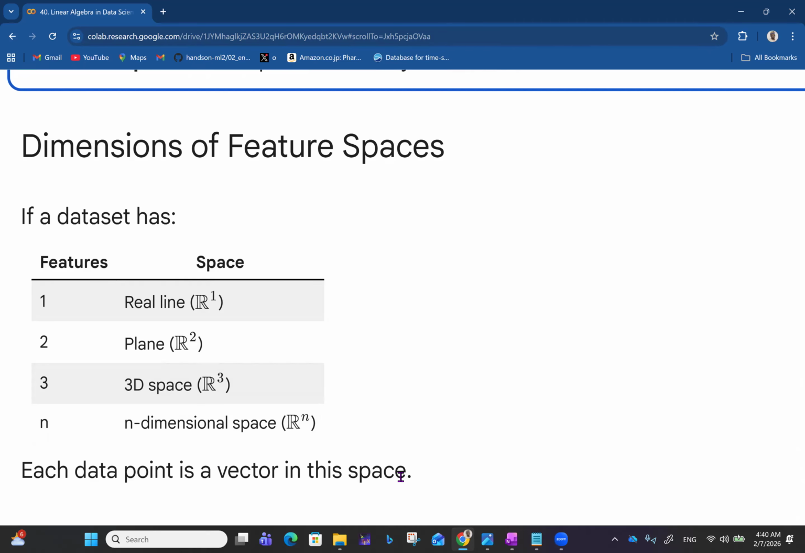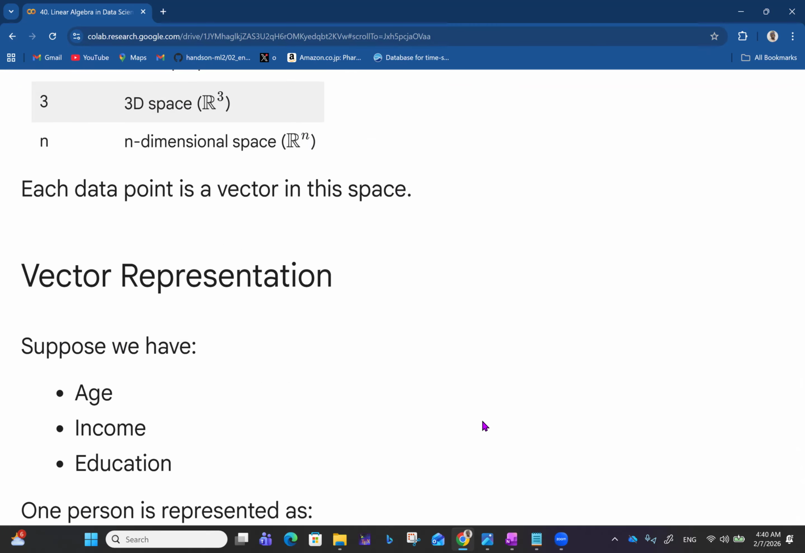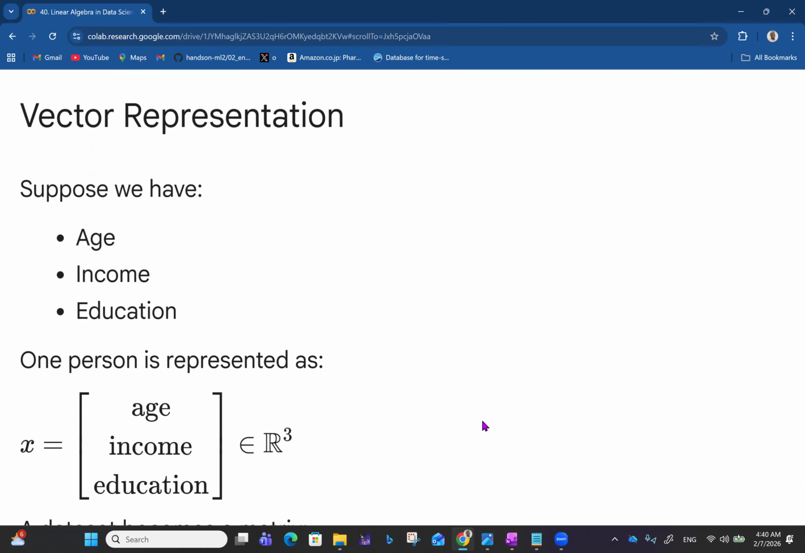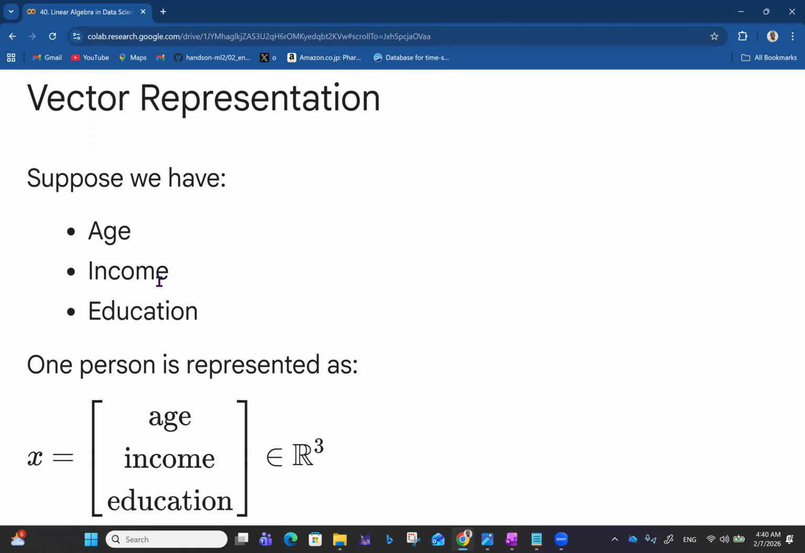So each data point is a vector in this space. All right. Each data point is actually a vector in this space. So let's look at vector representation of data. Suppose we have age, income, and education. One person can be represented as x, based on age, income, and education, and that belongs to the three-dimensional real number space. So you can represent that like that.